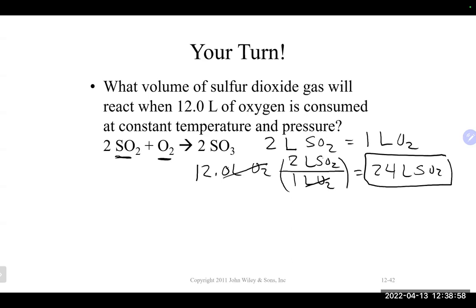So these are really nice, quick stoichiometry problems that you can do when you're looking at a volume to volume relationship that involves gases. As long as it's constant temperature and pressure, it's a good way to go. Any questions on stoichiometry involving gases? Okay.